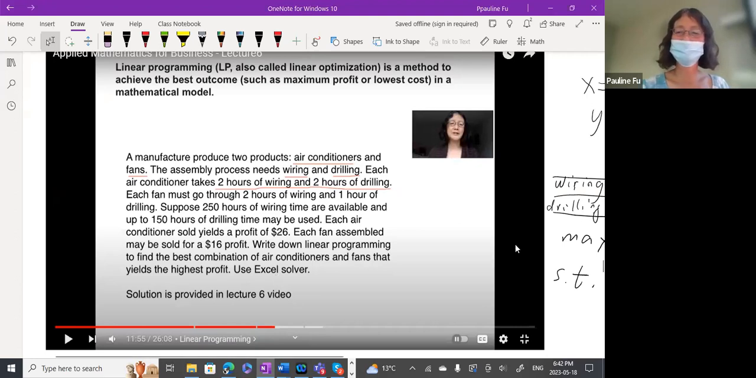So you're trying to find a combination that yields the most profit in terms of wiring and drilling. So specifically, what we are asked to do is find out how many air conditioners should be produced and how many fans should be produced so that you get the maximum profit. So we are asked how many air conditioners we produce, how many fans we produce. Is that clear? That is the question.